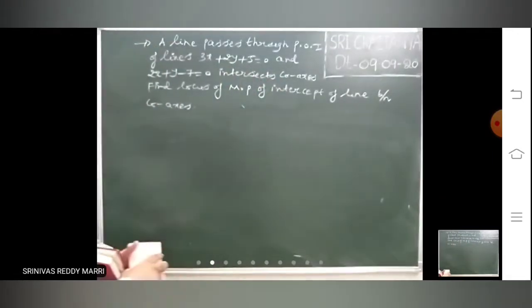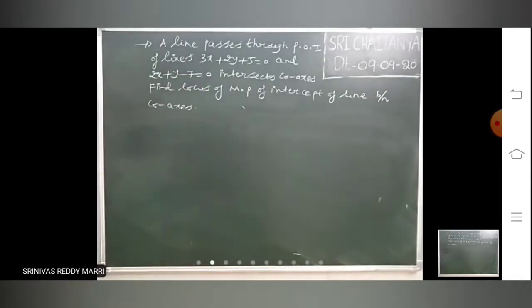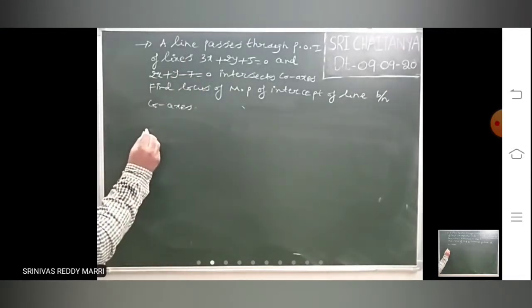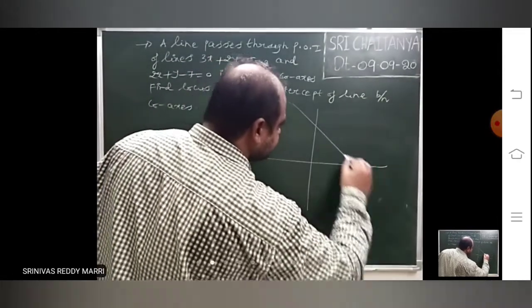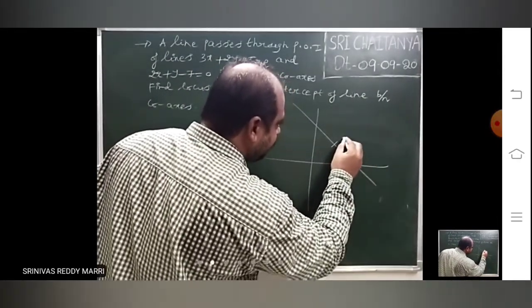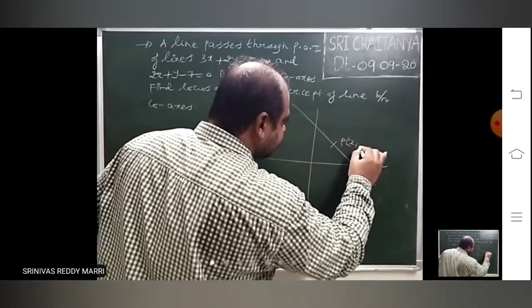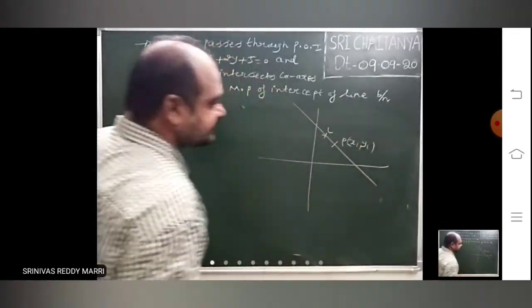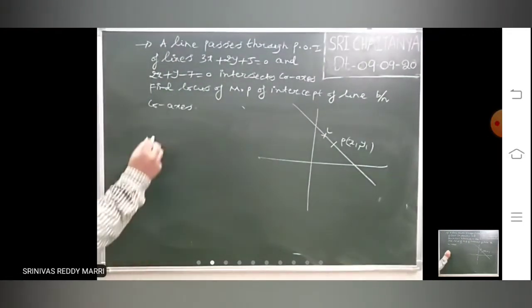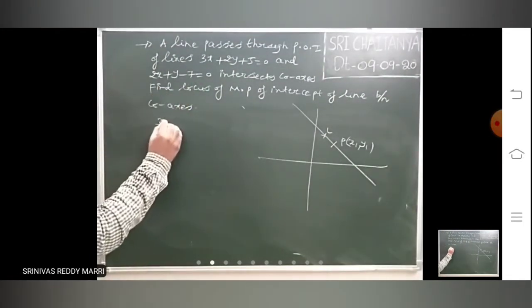Previously I had given that the line passes through one point. Now he will give it indirectly. That means, let us say the line is like this, and let us say the midpoint of this is (x1, y1). Now it will pass through a point which is the intersection point of the lines.